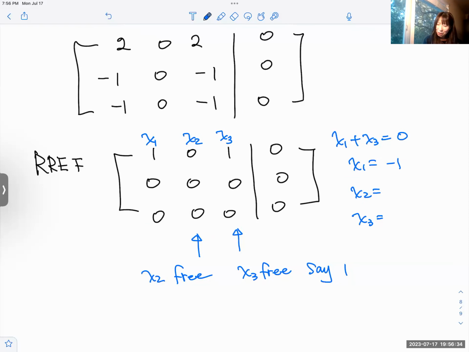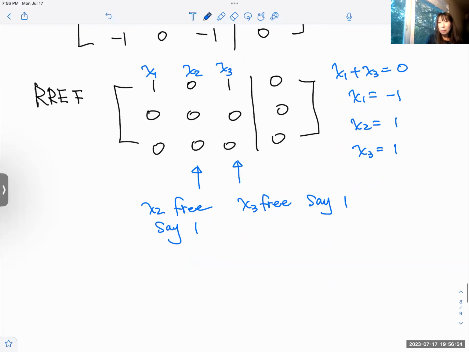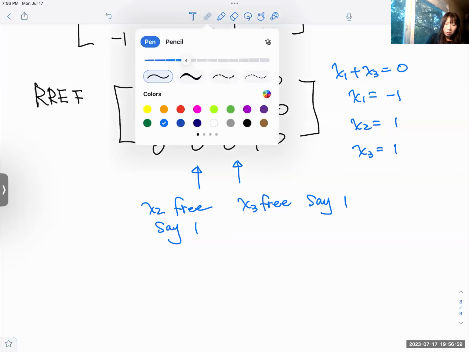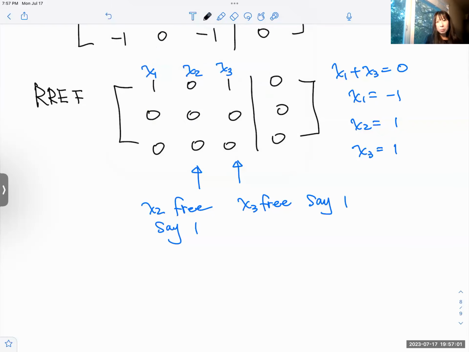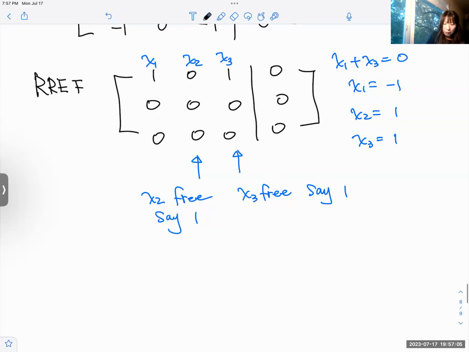All right, so x of 2, what do you want to say as a number? Okay, we say that x of 3 is 1. You can say the 1 if you want. Yeah, say 1, it's up to you. 1 is easier, right? You can make it whatever you want because it's a free variable. Okay, that's what it means.